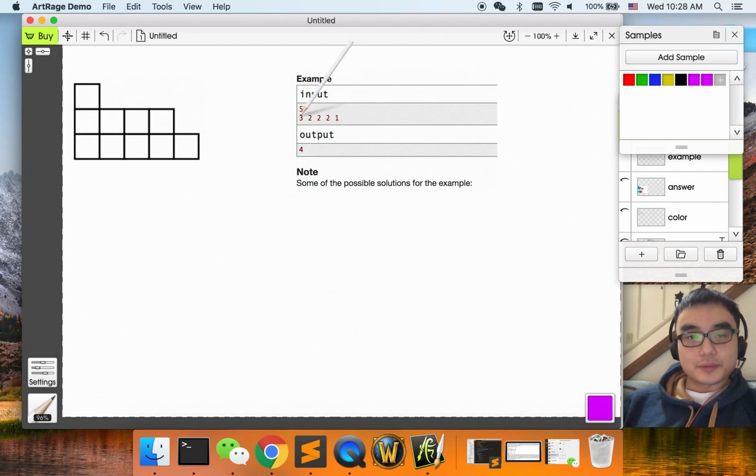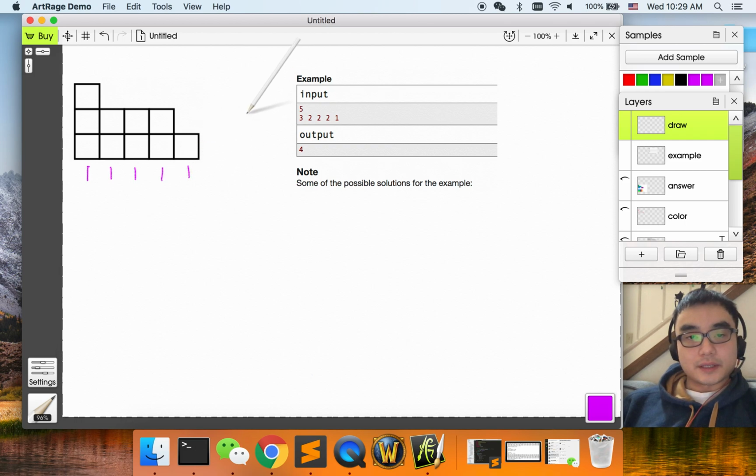In the input, we have a 5 here. So 5 is the number of columns in the histogram, right? 1, 2, 3, 4, 5. And the numbers following, the first number is the height of each column, right? 3, 2, 2, 2, 1, right? So what's the output?